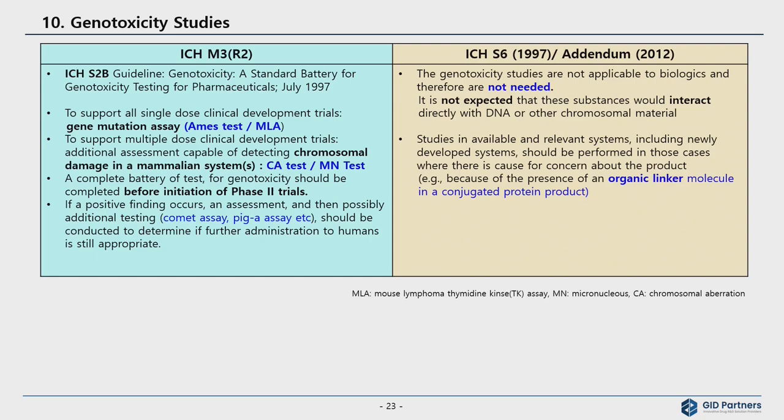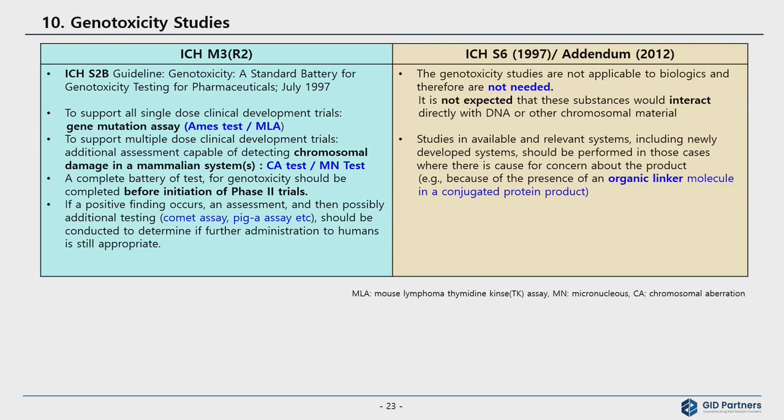And about genotoxicity for small molecules, for a single clinical trial, the mutagenesis Ames test would be enough. But for the second phase of the clinical study, maybe an in vivo micronucleus test could be done before the initiation of phase two. And if there needs to be a clarification for further studies, comet assays or Pig-a assays could be utilized for that purpose.